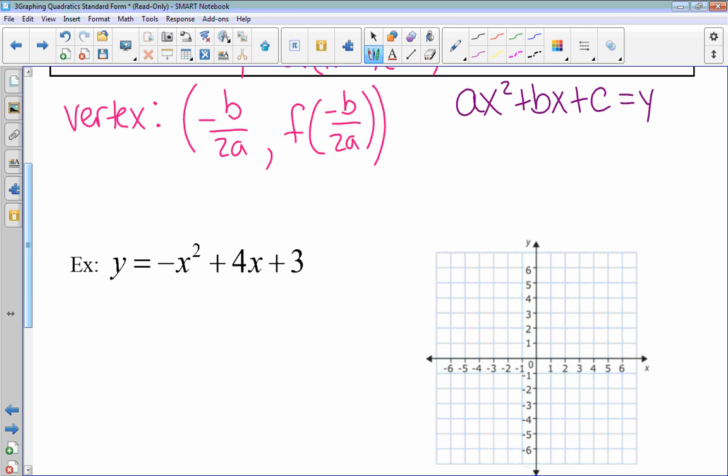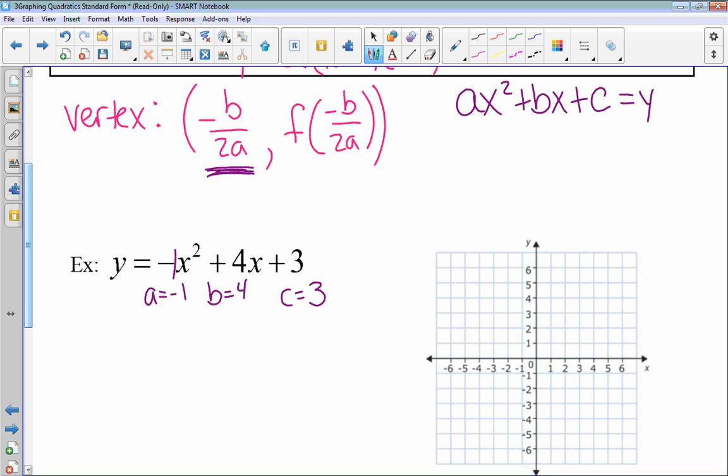This is called standard form of a quadratic. Now, from this, it's pretty easy to fill into this equation. So let's go ahead and look at our example. We see here that a is negative 1. We see that b is 4, and c is 3.